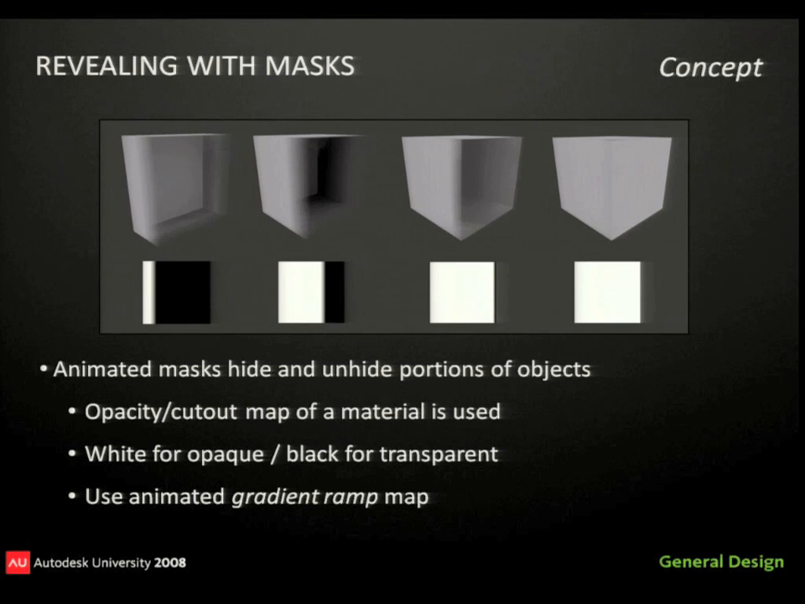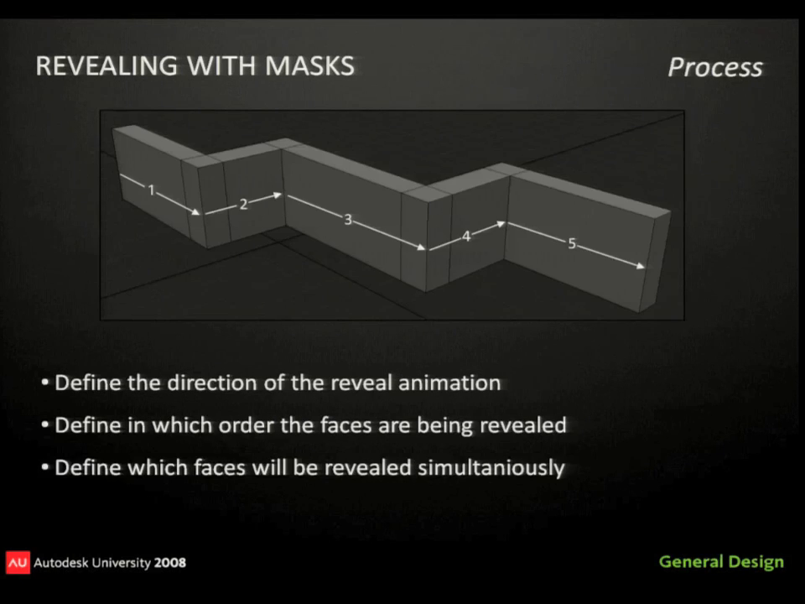That sounds a bit simple like that, but what we need to think about is how we want to reveal that model, in which direction, which faces we want to see first, and how we want the model to appear on screen. So we're going to create a gradient ramp, a special type of map. We're going to define how it's going to be applied to the model, and that's going to create an animation of revealing with masks.